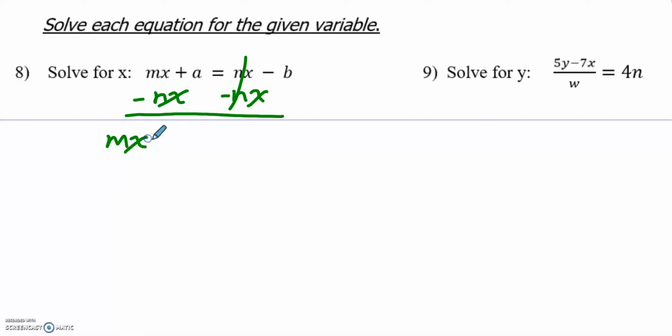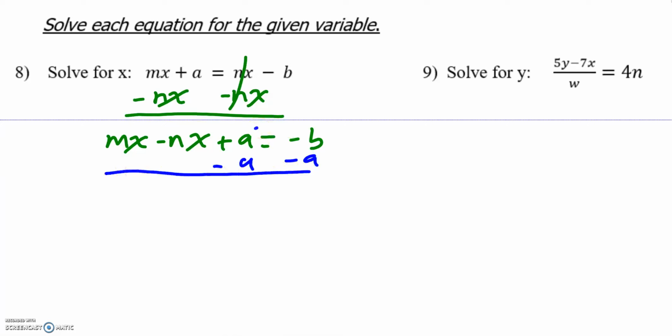So we'd have mx minus nx plus a equals negative b. My next move to get x by itself would be to scooch the a to the other side by subtracting. So we'd have mx minus nx equals negative b minus a.